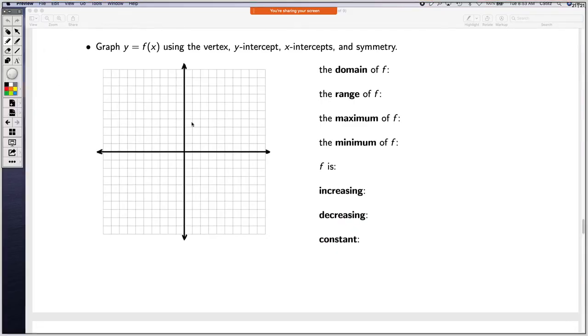The vertex was at 1.5, -6 1/4. So we're going to have to approximate that. 1.5, -6 1/4. So like down there somewhere. The y-intercept was 0, -4. The x-intercepts were at negative 1, 0 and 4, 0.